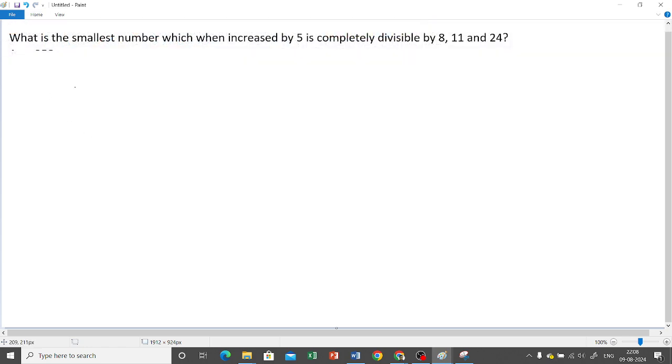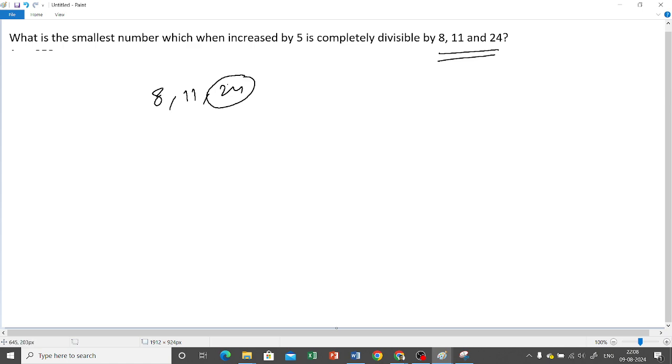What is the smallest number which when increased by 5 is completely divisible by 8, 11, and 24? As I told you, when you need to find something divisible by a couple of numbers, what do you need to find? LCM. LCM is going to behave as the leader. Now let me tell you a shortcut for LCM. You have 8, 11, and 24.